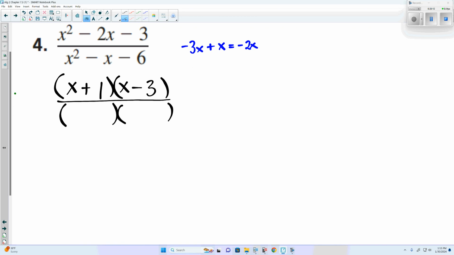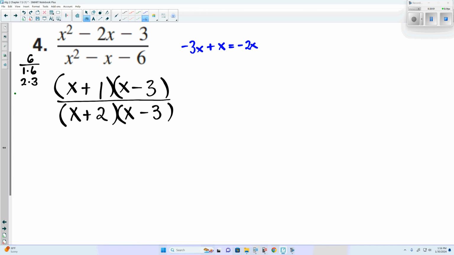Now, if we look at the denominator, x squared minus x minus 6, well, our signs would be opposite. Factors of x squared are x and x. Factors of 6 are 1 and 6 or 2 and 3. Which set of factors do we want to use? We can use 2 and 3. Now, if we use 2 and 3 for something to simplify, the 3 has to be negative, because if the 3 was with the plus, we wouldn't have anything in common.